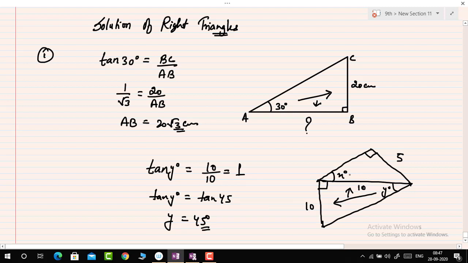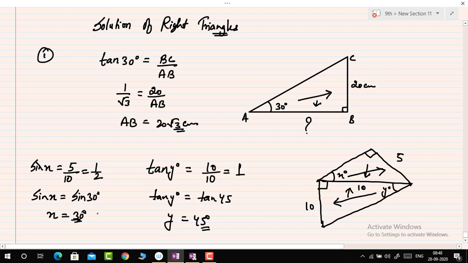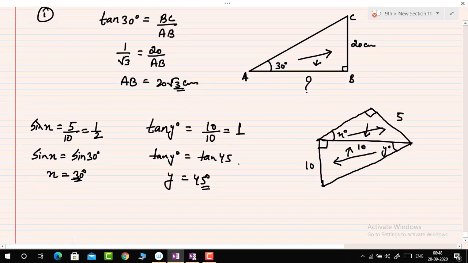Now for x degree, we can say the side which is in front of x is taken as perpendicular and the side which is opposite to 90 degree is taken as hypotenuse. So it is having a relation between perpendicular and hypotenuse, that is having sine theta. So sine x equals to perpendicular upon hypotenuse. It is 5 upon 10, it comes 1 upon 2, and we know 1 upon 2 is value of sine 30 degree. So x equals to 30 degree. So we got the angle x equals to 30 and y equals to 45.